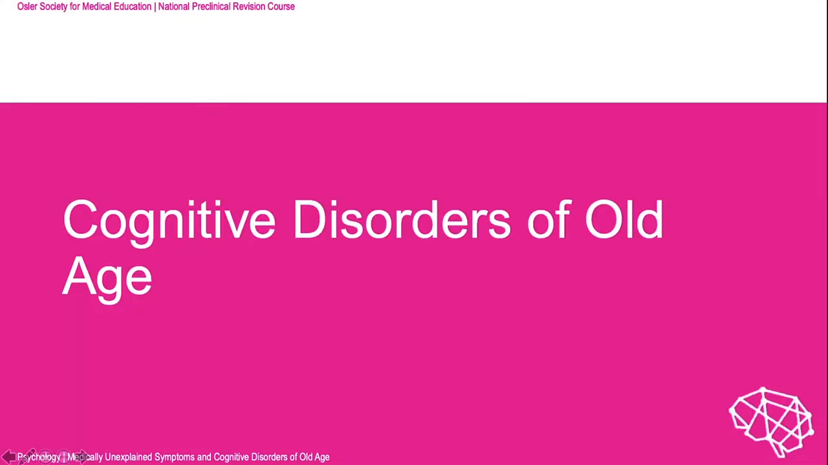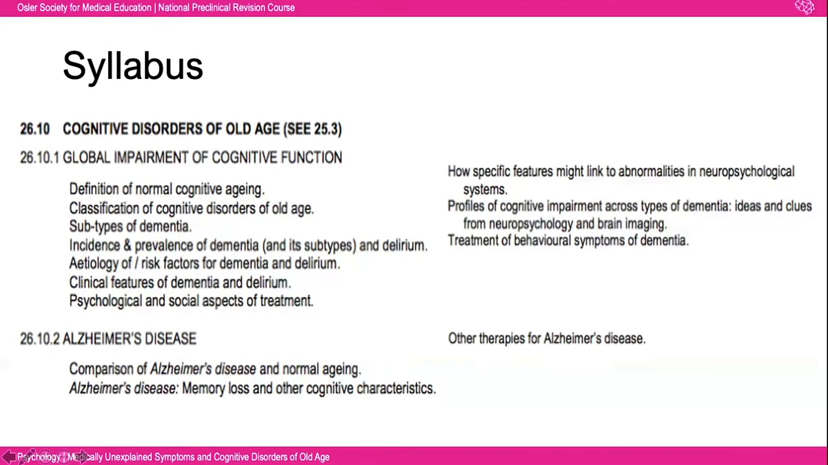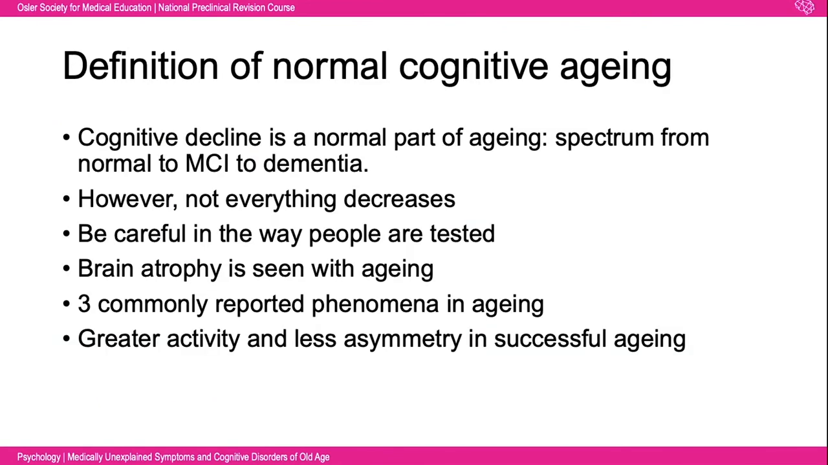So now we're going to move on to cognitive disorders of old age. So here's the syllabus, and you can see that it's another important topic. So first of all, what is normal cognitive aging? Cognitive decline is a normal part of aging. There is a spectrum from normal to mild cognitive impairment to dementia. And subclinical disease, such as minor vascular events, contribute to all of these states.